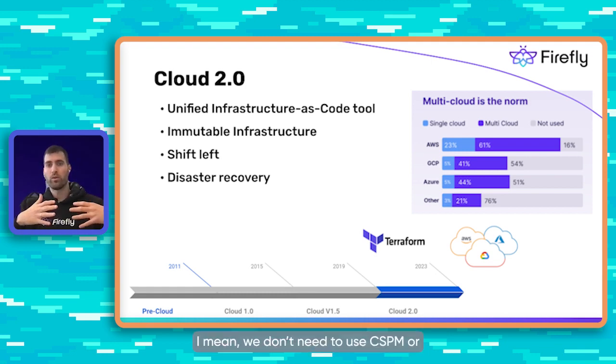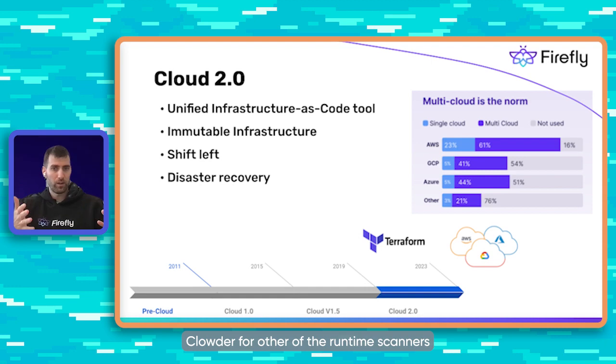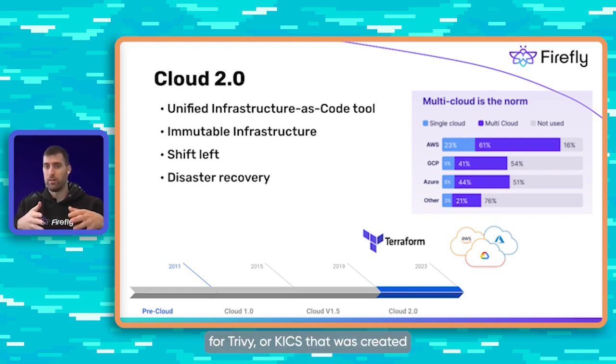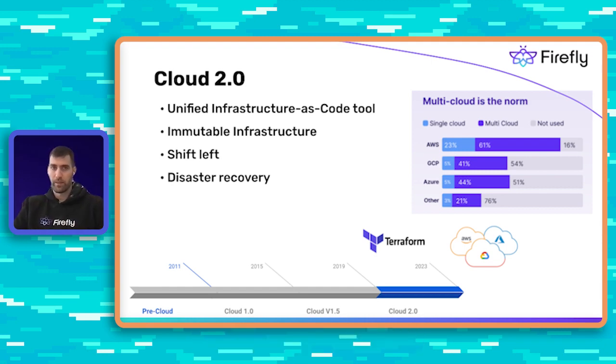I mean, we don't need to use CSPM or Cloudeth or other runtime scanners to detect misconfiguration in the cloud, because we can run open source tools like TFSec that was created by Aqua, or Trivy, or KICS that was created by Checkmarx, or Infracost, or other open source tools during the CI/CD, and detect all of those misconfigurations.